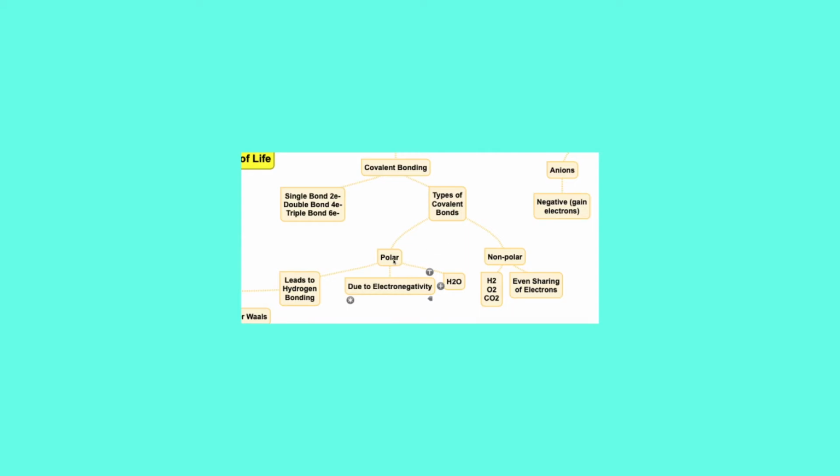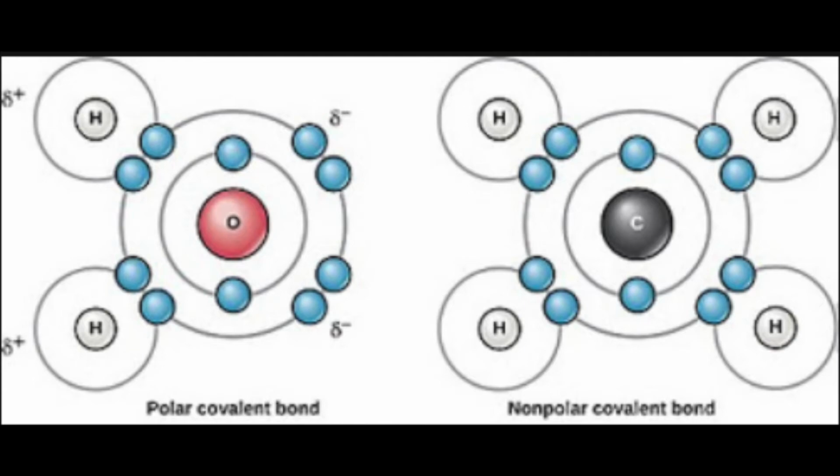We have polar covalent bonds and non-polar covalent bonds. Okay, so in non-polar covalent bonds, like hydrogen, oxygen, and carbon dioxide, we're going to have an even sharing of electrons, so there won't be a charge on either end of the molecule. But for polar covalent bonds, like water, okay, we're going to end up getting opposite charges. So on one end of a water, the hydrogen, you're going to have a positive charge, and then on the opposite end, the oxygen, you're going to have a negative charge.